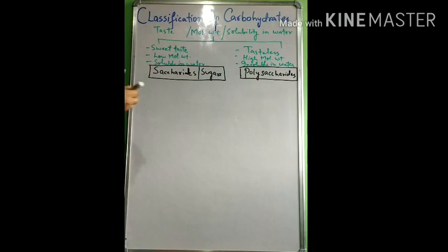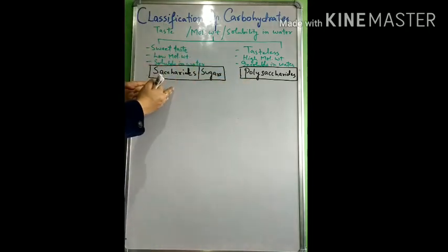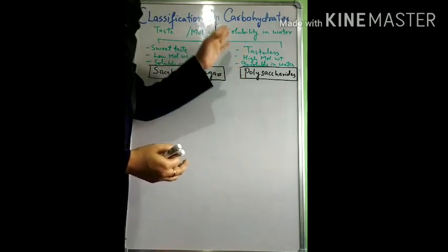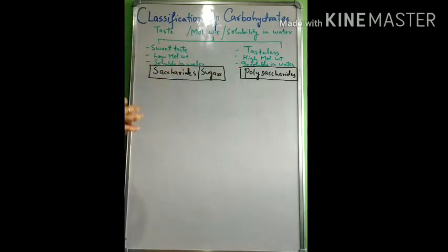The basic difference between these two categories is in their physical properties. This set of carbohydrate, they are sweet to taste, they have low molecular weight comparatively, they are soluble in water, and these ones, they are big chains, big polymers of saccharides actually. That's why you use the word polysaccharides. And they are tasteless, high molecular weight compounds, and they are insoluble in water.